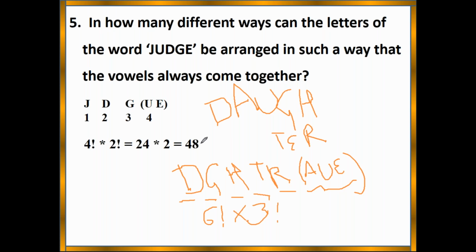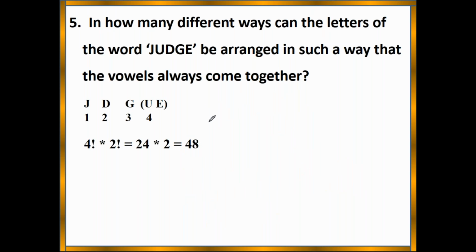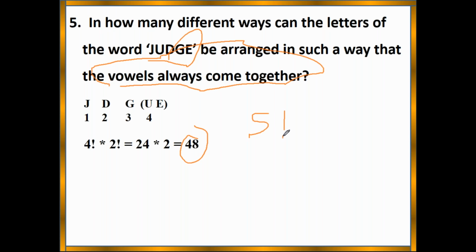And moreover, 48 is the number of words in which the vowels always come together. Without any condition, J, U, D, G, E are all different letters. The answer is 5 factorial, nothing but 120, without any condition.